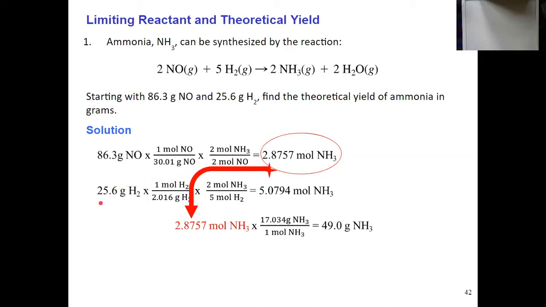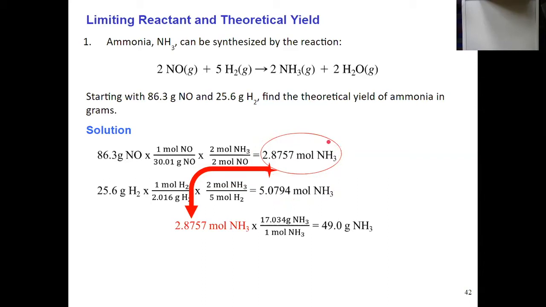Now I need to do the same thing for my hydrogen gas. I'll take my 25.6 grams of hydrogen gas, use the periodic table to convert it from grams into moles of hydrogen gas. And then I'm going to look at my balanced equation. It says for every 5 moles of hydrogen gas, I'll produce 2 moles of ammonia. Right? That means I would be able to produce 5.0794 moles of ammonia. Okay? So now I have to compare these 2 values. I compare these 2, and it's clear that this one's a smaller value. That value is my theoretical yield in moles.